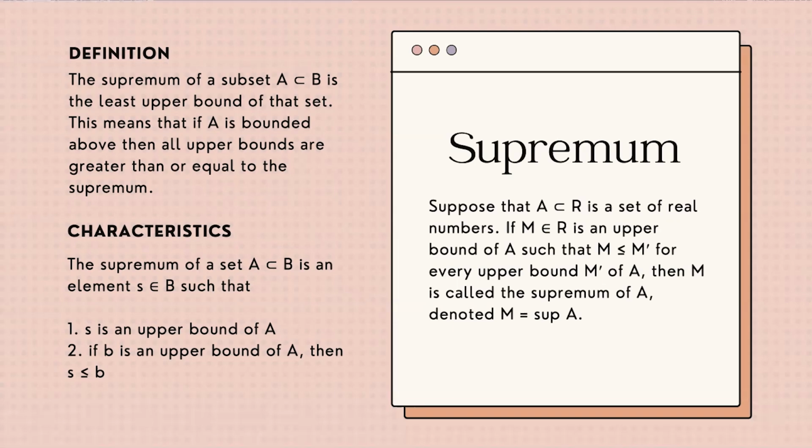So suppose we have A subset of R, a set of real numbers, no? If your capital letter M, which is an element of R, is an upper bound of your A, such that M is less than or equal to M prime, and M prime is an upper bound of A, then M is called the supremum of A, and it is denoted as M equals sup of A, or supremum of A. Now, what are the characteristics of our supremum?